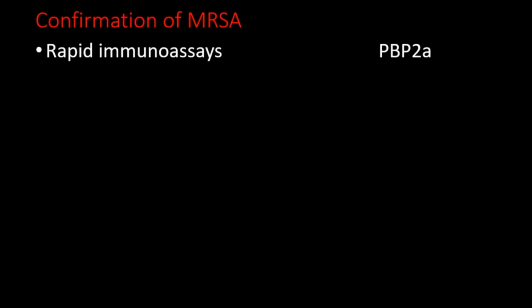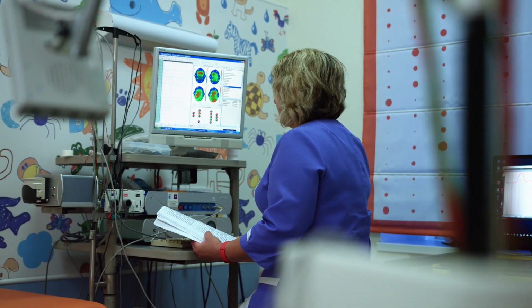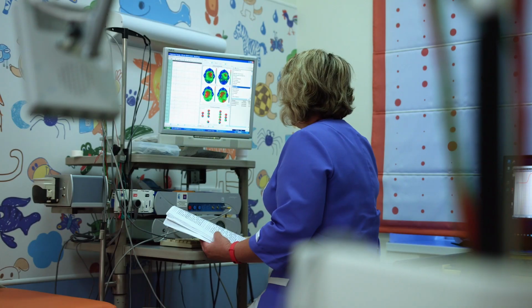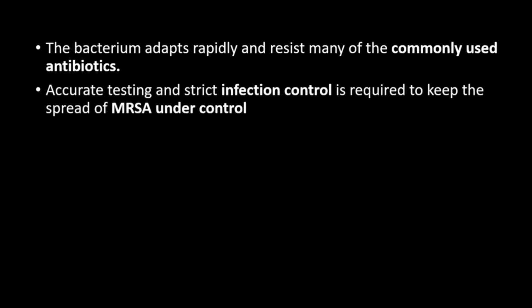You can also confirm the presence of MRSA using a rapid immunoassay. Confirming MRSA can also be done by a molecular technique such as PCR to determine the presence of MRSA and or MRSA genes. In clinical practice, MRSA is both a scientific and a clinical challenge. The bacterium adapts rapidly and resists many of the commonly used antibiotics. Therefore, accurate testing and strict infection control are required to keep the spread of MRSA under control.